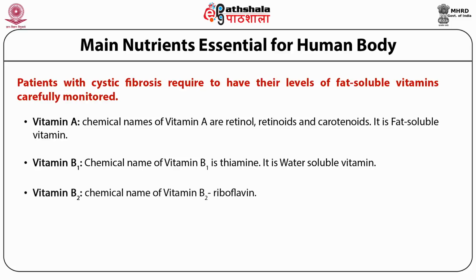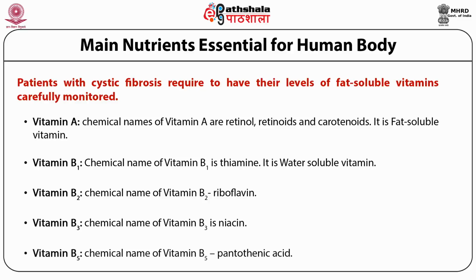Vitamin B2 chemically is riboflavin. It is water-soluble vitamin. Deficiency of vitamin B2 can cause disease, ariboflavinosis, which means mouth lesions, seborrhea, and vascularization of cornea. Vitamin B3 is chemically niacin. It is water-soluble vitamin. Deficiency of it can cause disease pellagra. Overdose of it leads to liver damage, skin problems, and gastrointestinal complication.